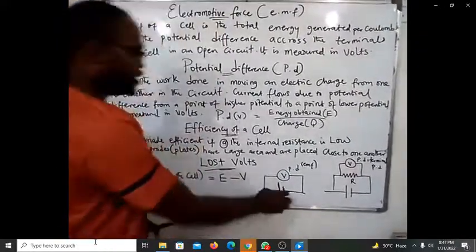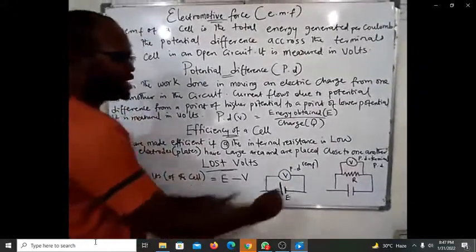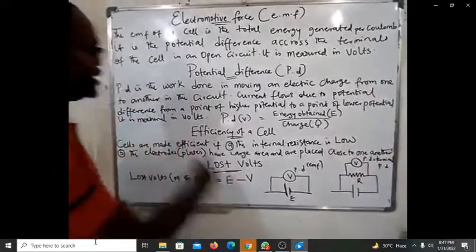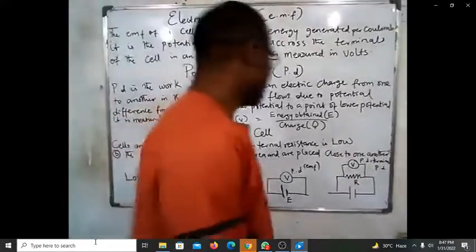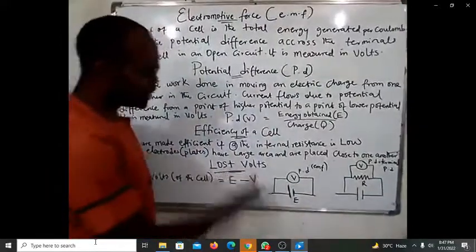So when you have a battery or a cell that has plates with large surface area, and they are placed closely to one another, they are going to have what we call higher efficiency. Now we look at a concept known as lost volt.